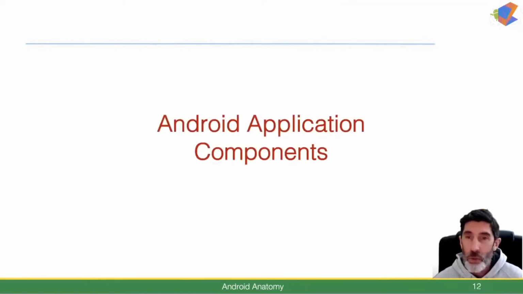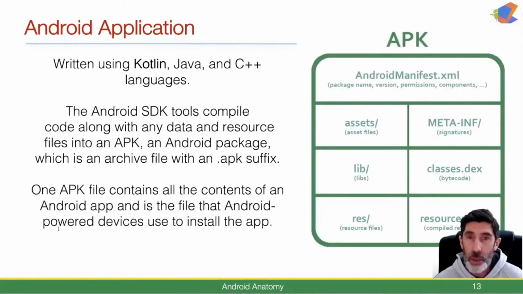Now let's have a look at some of the Android application components. Okay, so to begin with, the main one there, the one that the user will actually install, is the application itself. It can be written using Kotlin, Java and C++ languages, right? The Android SDK tool compiles code along with any data and resource files into an APK. So that's like your .exe that you have on a Windows machine, which is an Android package, which is an archive file with a .apk suffix, okay?